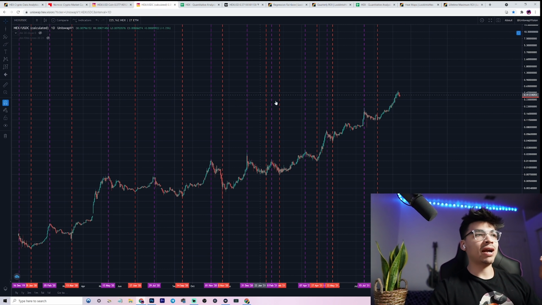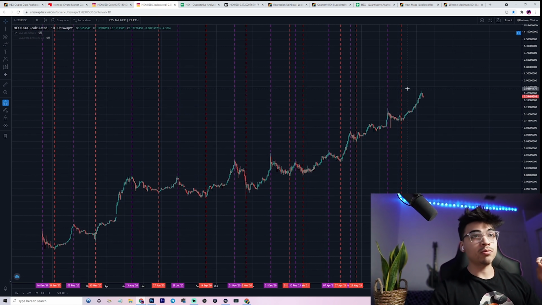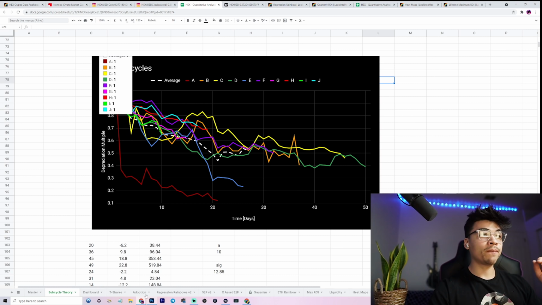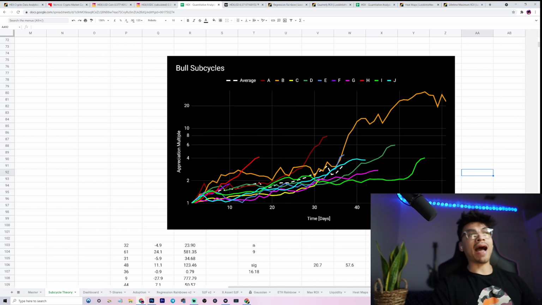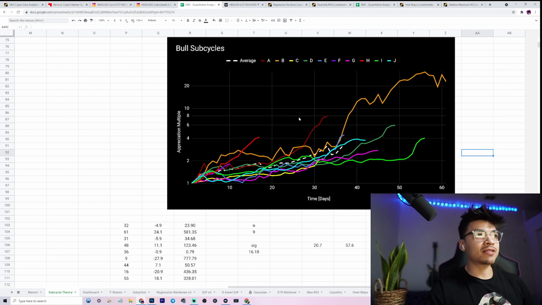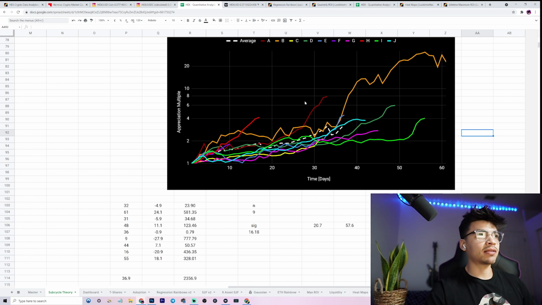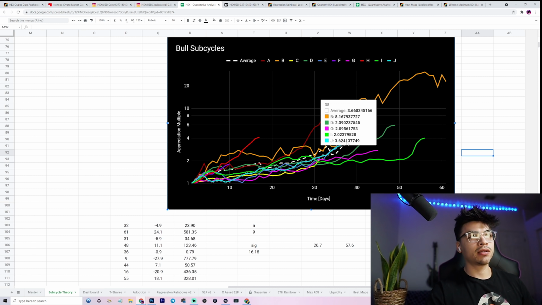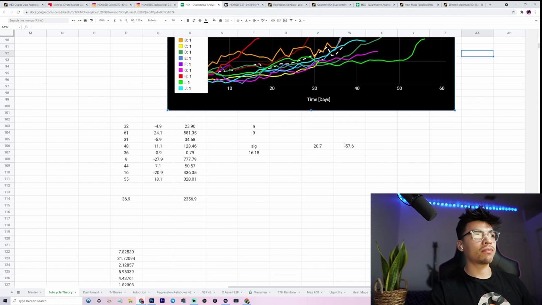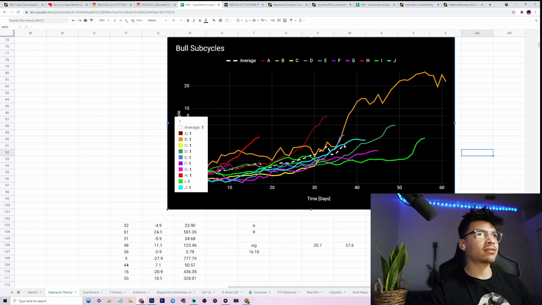But let's get back on track to our subcycles, right? This could be a local top. It could not be. We don't know. But let's take a look at what our average rips look like. This is a little eye-opening. Our average bull rallies, so what do we have here? Let's take a look at this. You see that our average rally is about a 3.6x in about 37, 38 days.